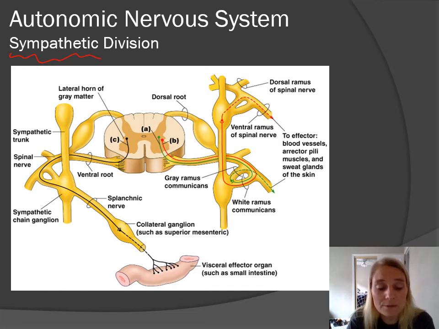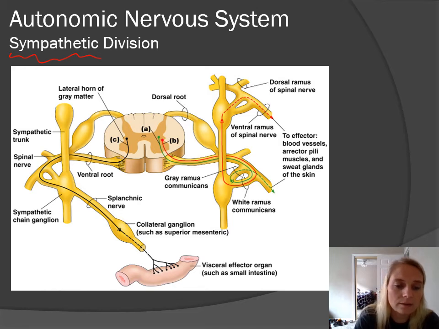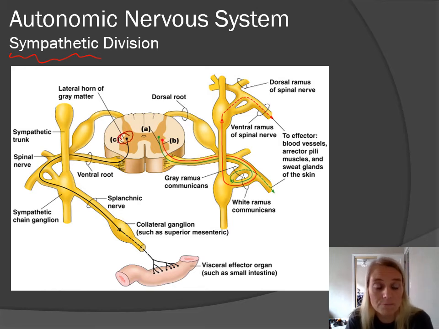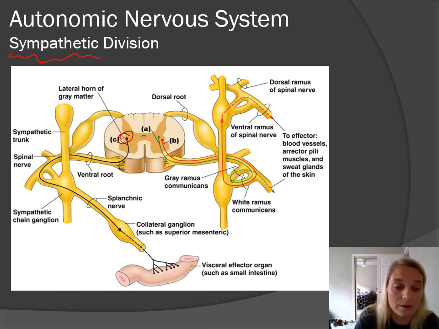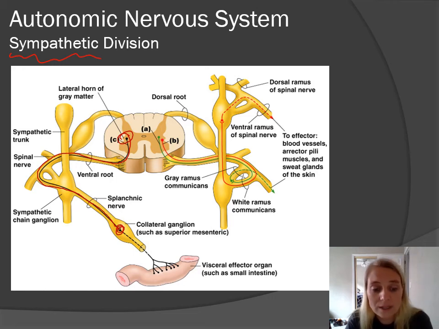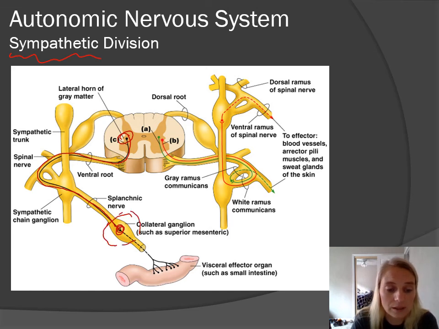So let's say you are the sympathetic division and you need to slow down the small intestine. So your preganglionic neuron starts here in what's called the lateral gray horn. It's part of the autonomic motor part of your gray matter. Goes out the ventral root, spinal nerve, through this little collection of nerves. This is called a splanchnic nerve. It's going to synapse with its postganglionic fiber in this ganglia, called a collateral ganglia, and then that's going to go out and tell the smooth muscle of the small intestine to slow down. Okay, so that's just one pathway that pre and postganglionic neurons can take to get to where they need to go.